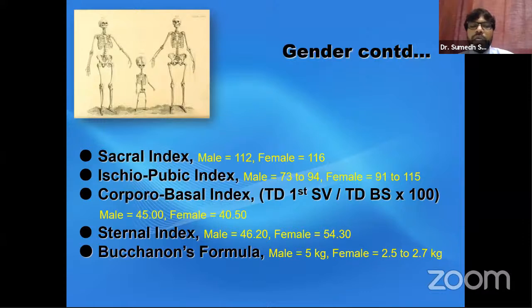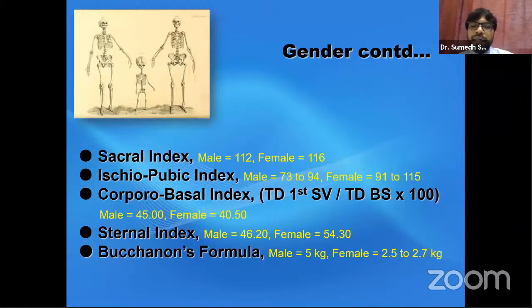Another index is the ischiopubic index. What is this ischiopubic index? The total length of ischium to the total length of pubis, that again forms one index. In case of male, it is around 73 to 94. These are always ranges. This would help when you are dealing with an individual bone, not as a whole.